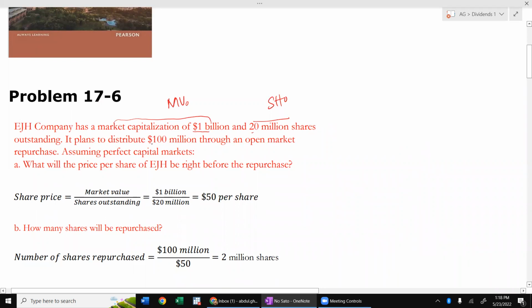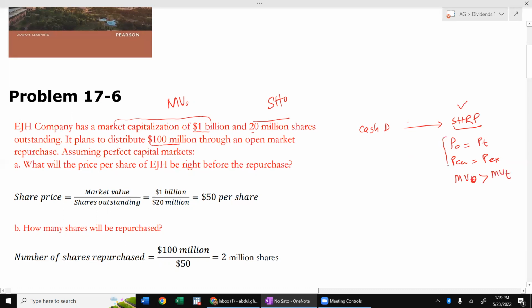The company plans to distribute 100 million through an open market repurchase. So it means that the company is not going for the cash dividend. The company is doing what? Share repurchase. Okay, this is what the company is doing. So we are going to look at this part, and we know that when it is a share repurchase, price 0 is always equal to price T. In other words, price cum is always equal to price ex. In other words, market value before is always higher than the market value at T. This we know.